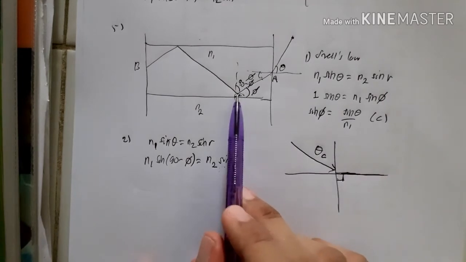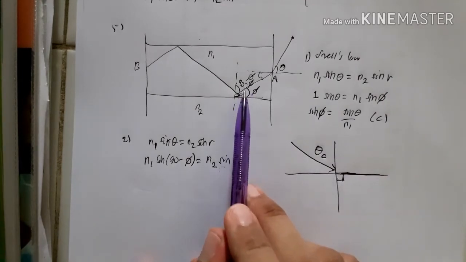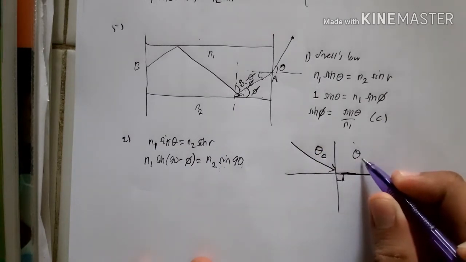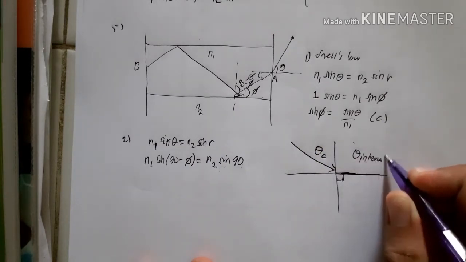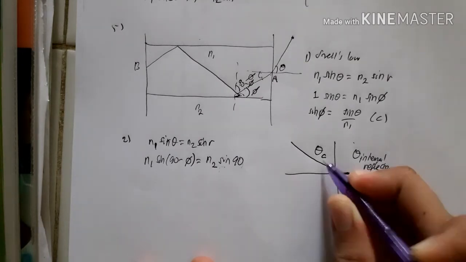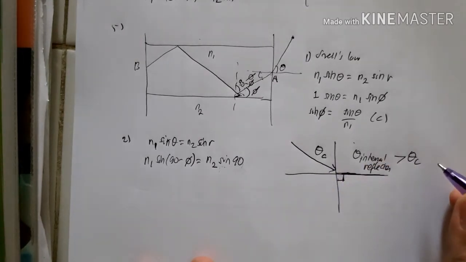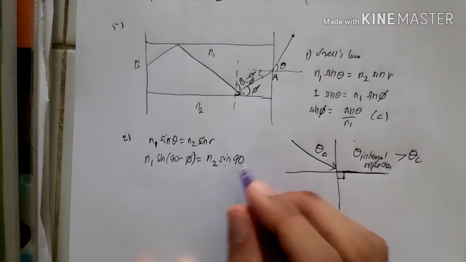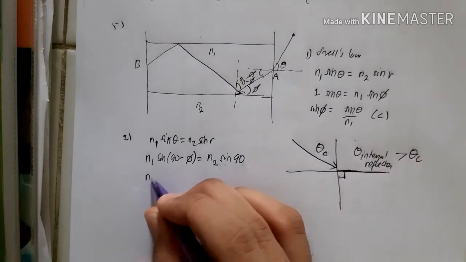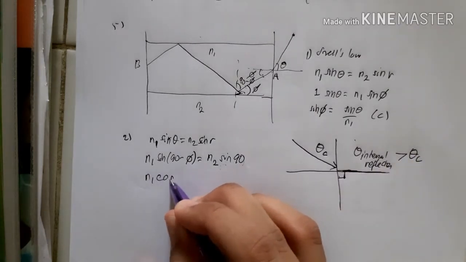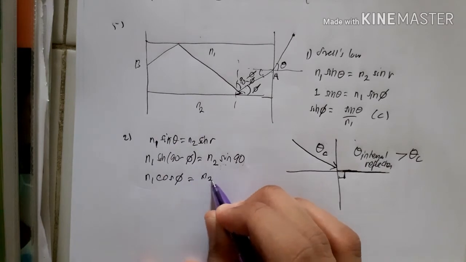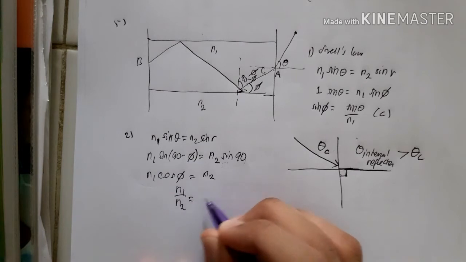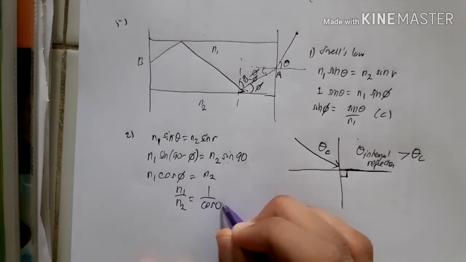But the case where total internal reflection could happen is where this incident angle is greater than the critical angle. So let's just assume that we have this 90 because there's no refracted angle in total internal reflection. So this n1 cosine phi is equal to n2. So n1 over n2 is 1 over cosine phi.